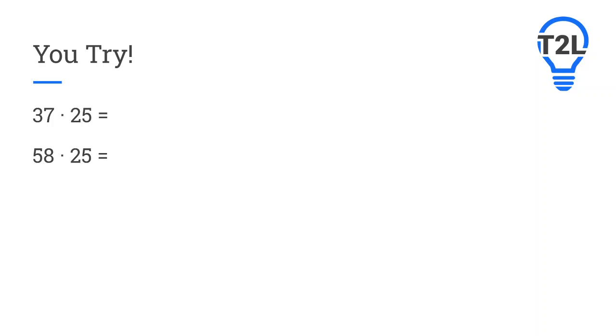So yeah, the first one would be 37 times 25. The first one is 925, the second one is 1450, and you just need to pay close attention to the remainders.